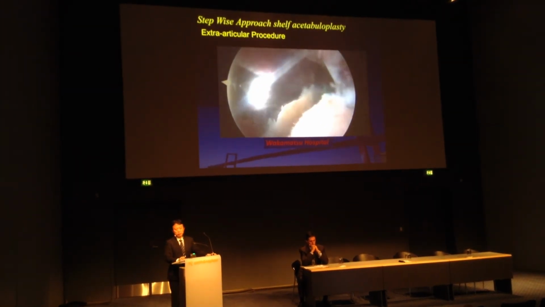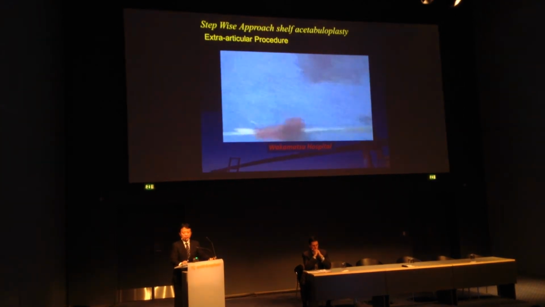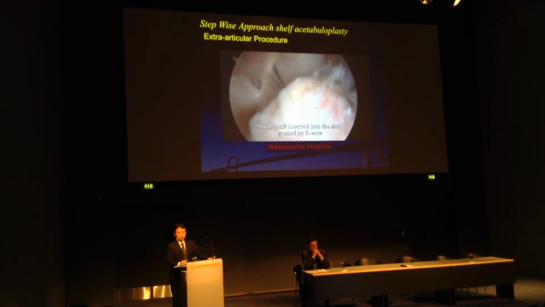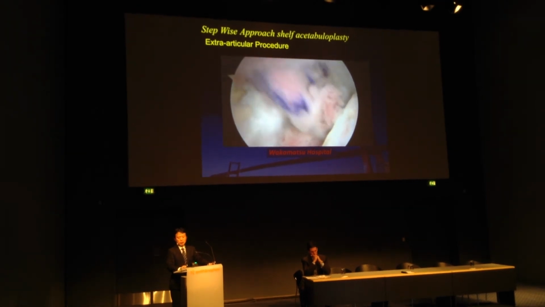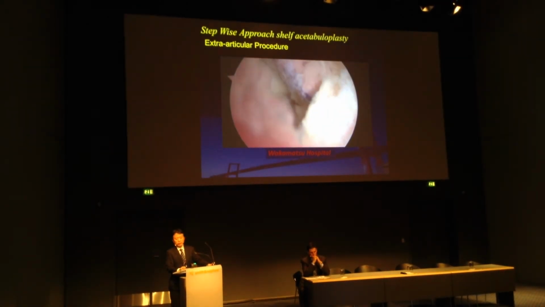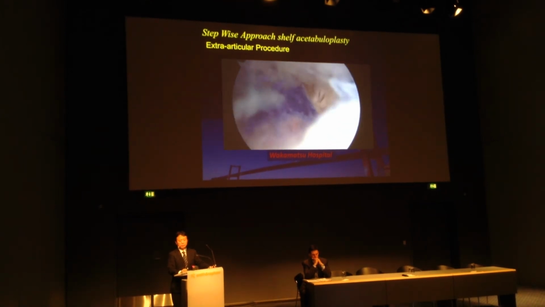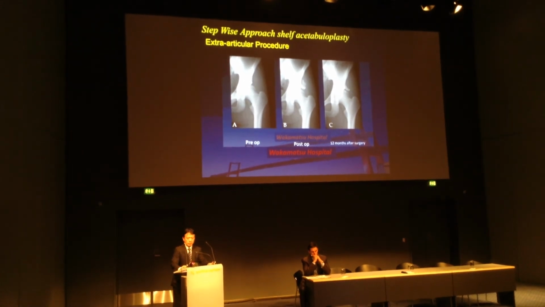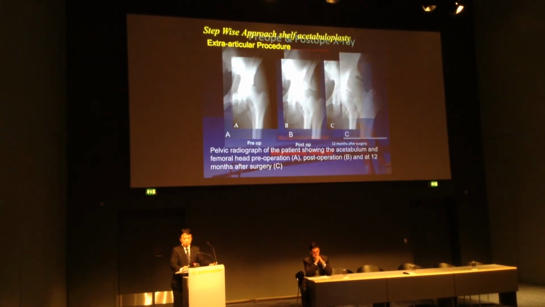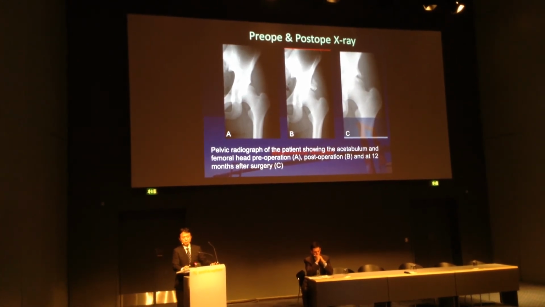The location of the slot is 1 cm posterior from the AIIS, and we harvested the iliac bone graft from the ipsilateral iliac crest, made the wedge-shaped shelf graft, and made the drill hole for the guide to introduce the bone graft to a press-fit position. Here you can see the postoperative X-ray shows the improvement of CE angle.